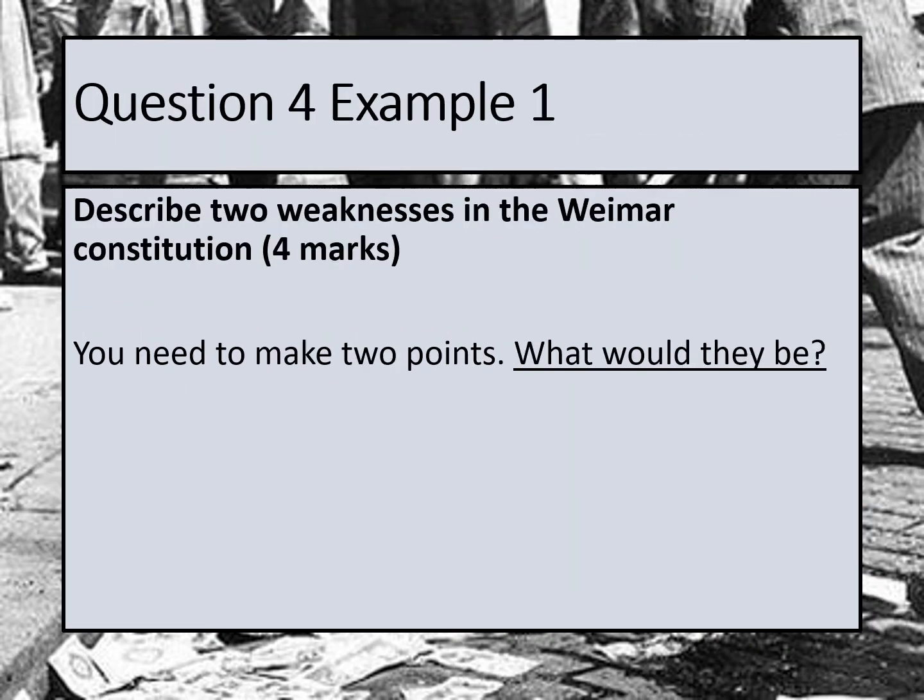So here is our first example of a question 4. Describe 2 weaknesses in the Weimar Constitution. So first of all, I'd like to pause this video for just a second so that you can think about what you would put as your 2 points if you were to answer this question.